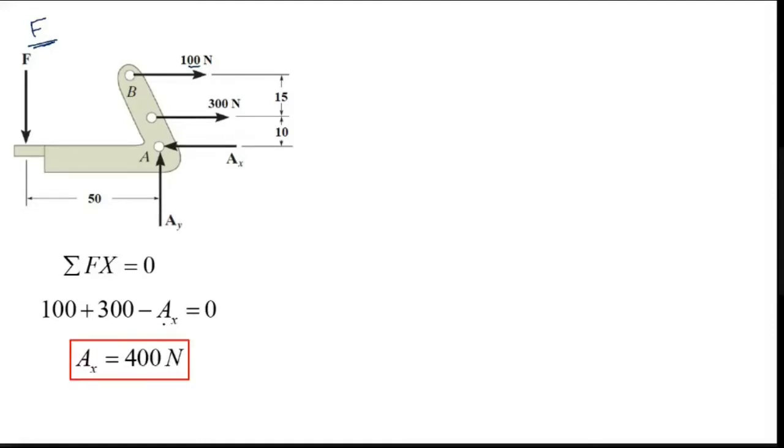Now sigma Fy is equal to 0. What will we get? Ay, this force, and F, this force, is equal to 0. Are you able to solve this? In this case, it is not possible to solve because we don't know Ay and we don't know F.